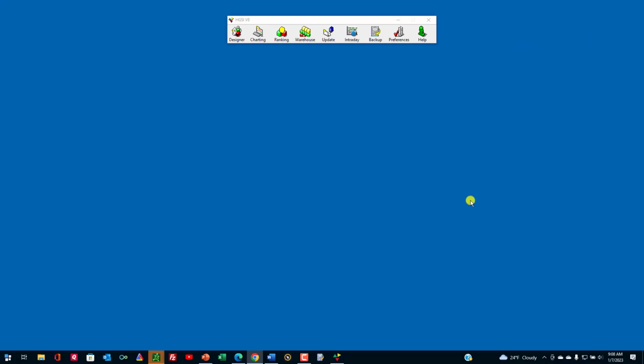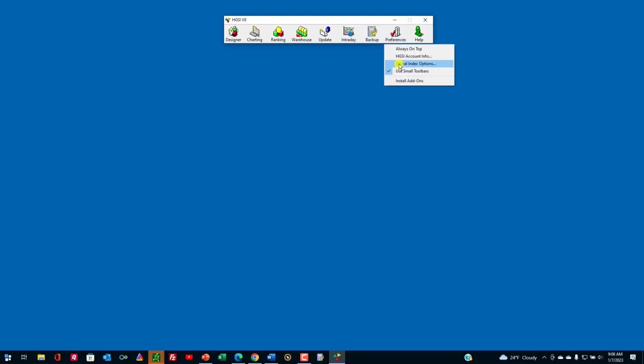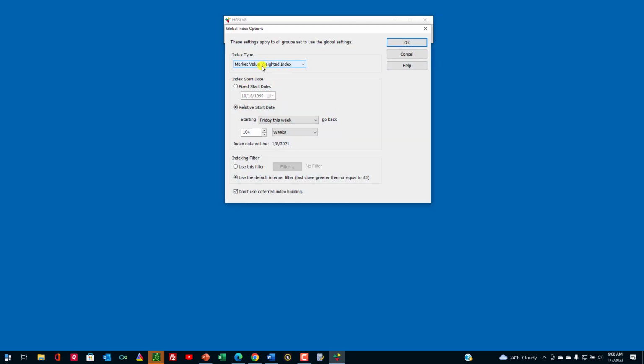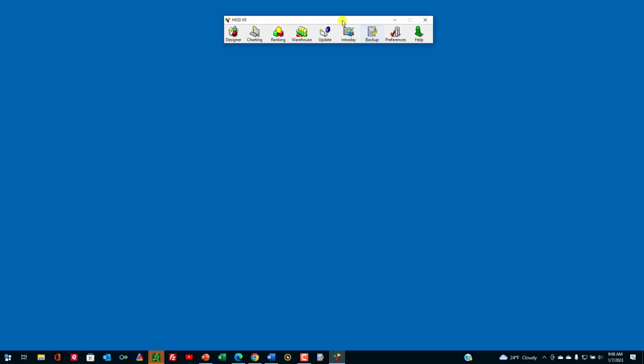Of course, everybody has their own opinion on the market, but I'm going to just see what HGSI is telling us. First of all, I want to point out some things on my global index options. I use market value weighted, relative start date of 104 weeks ago or 2 years, and I use the internal default filter: last close greater than or equal to $5. No volume is considered. I just point this out in case you're doing yours and you're comparing yours to mine.